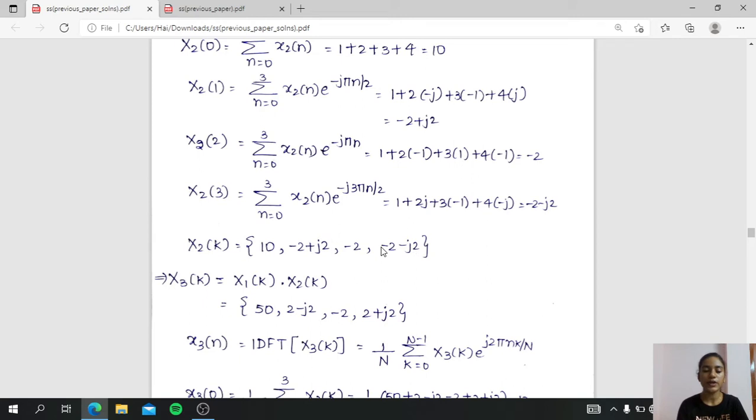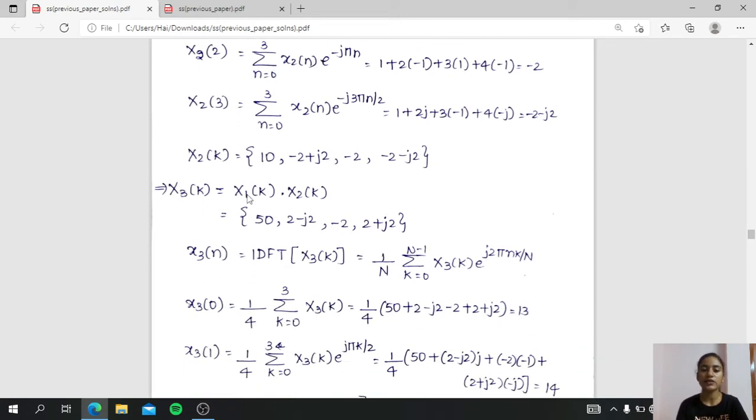Next, the third step is to obtain x3 of k by multiplying the two sequences that we got above. On multiplication, we get this sequence. Our main motive is to get x3 of n. So perform IDFT for x3 of k. The inverse DFT of x3 of k is given by 1 by n, summation k varying from 0 to n minus 1, x3 of k into e power j 2 pi nk by n. In DFT, we have minus here, whereas in IDFT, we'll have plus.